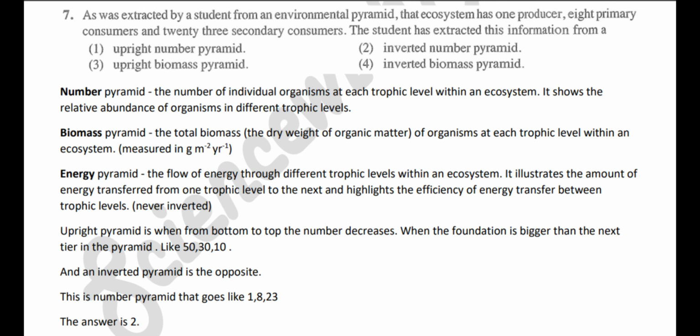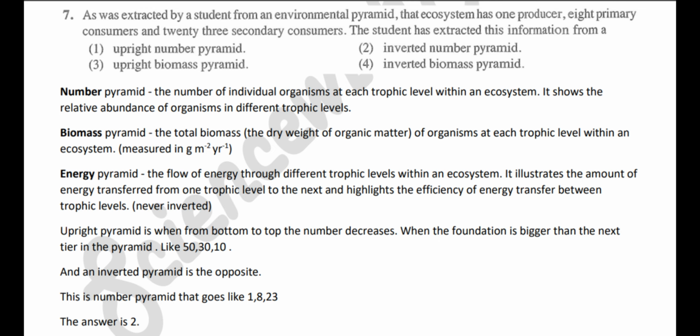Then we have biomass pyramids. The total biomass, how do we measure it? By the dry weight of organic matter of organisms at each trophic level within an ecosystem. This is measured per year per square meter in grams. That's how we measure this.